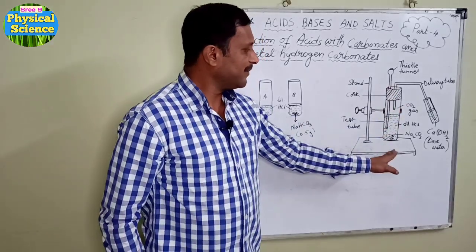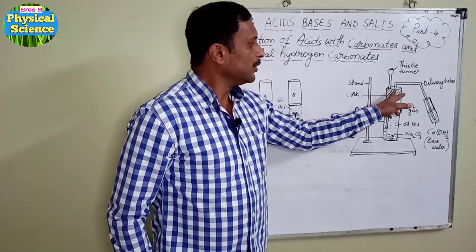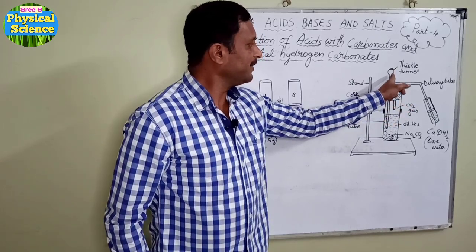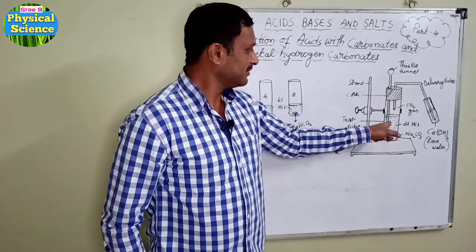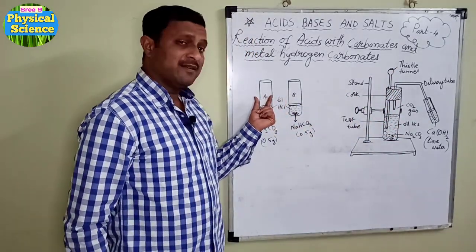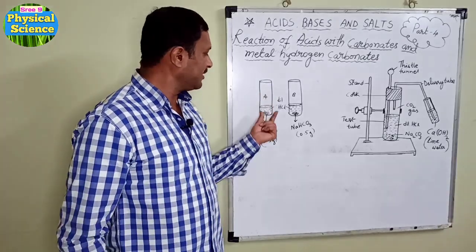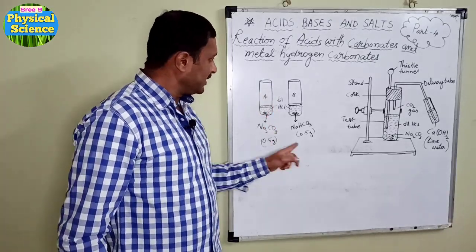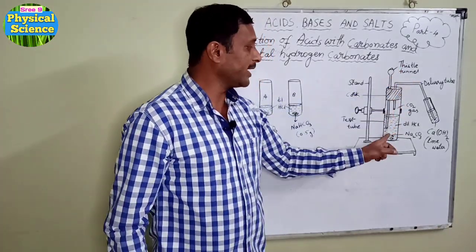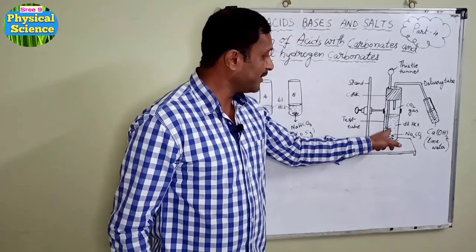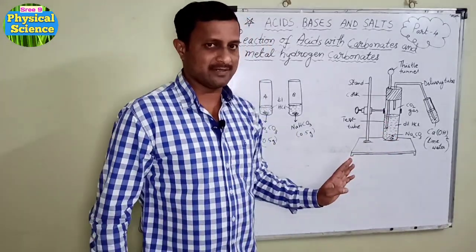In this diagram we see a test tube fixed with a two-holed rubber cork. Into one of the holes a thistle funnel is fixed. Actually, at the start of the activity we have to take the test tube along with Na2CO3 and fix it like this. Then through the thistle funnel we have to add hydrochloric acid so that the end of the thistle funnel is dipped or immersed in the hydrochloric acid.